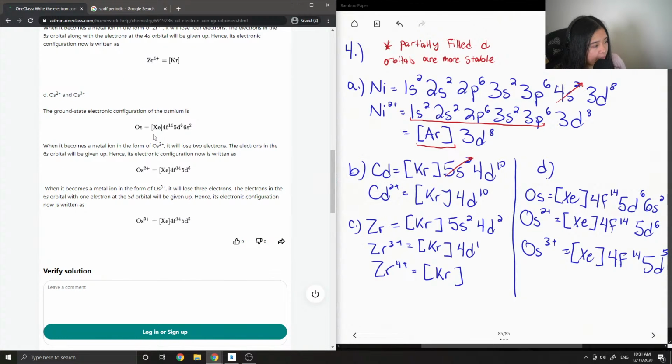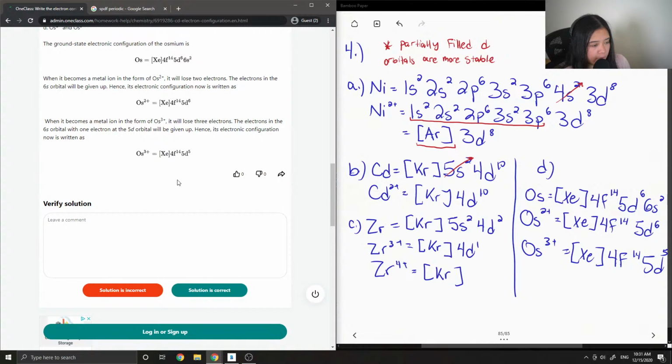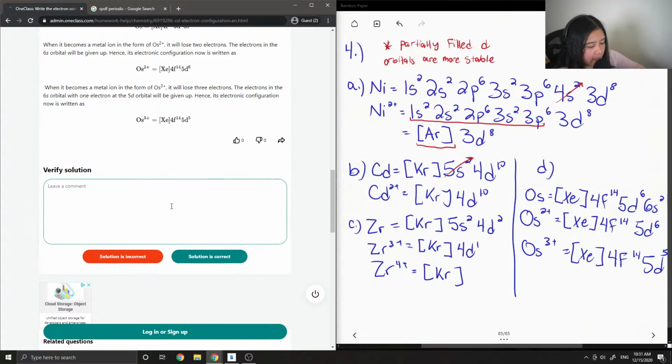Lastly, for osmium, the ground state is xenon 4f14 5d6 6s2. When it loses 2 electrons, it becomes xenon 4f14 5d6, and then when it loses 3 electrons, it becomes xenon 4f14 5d5. So this solution is correct.